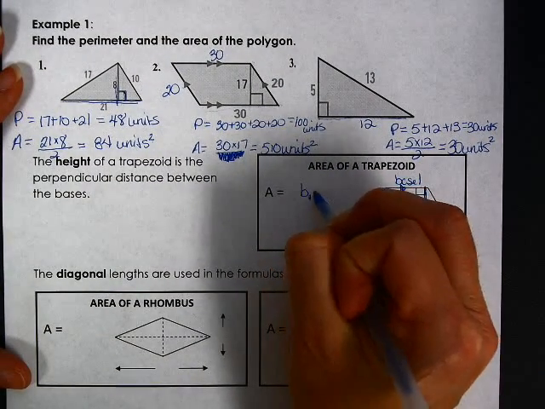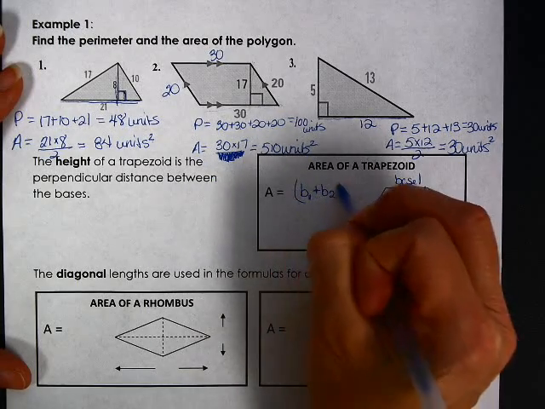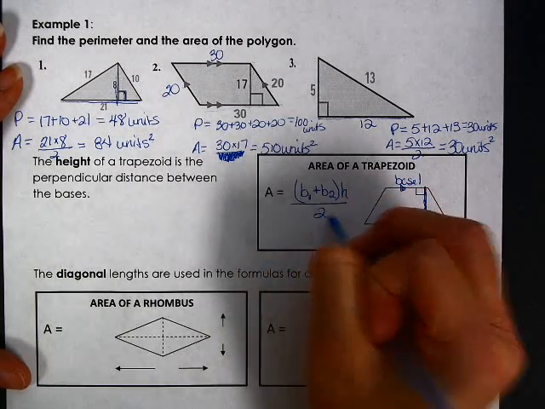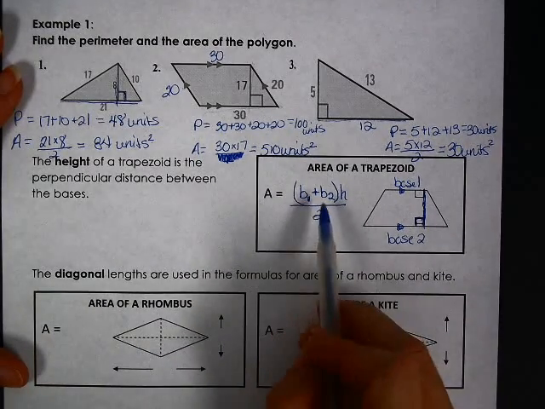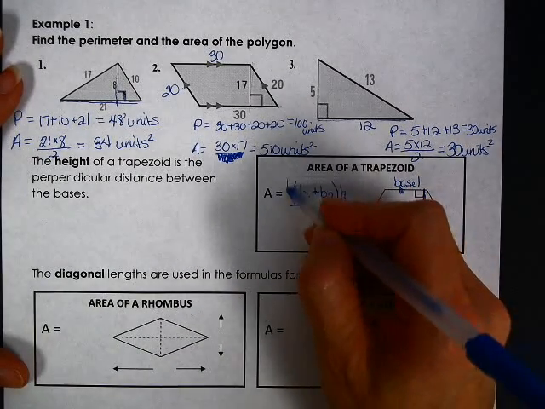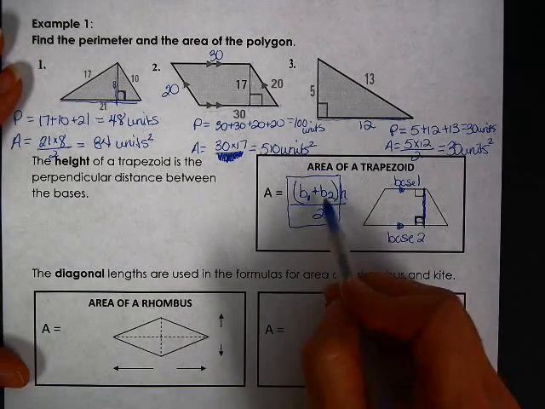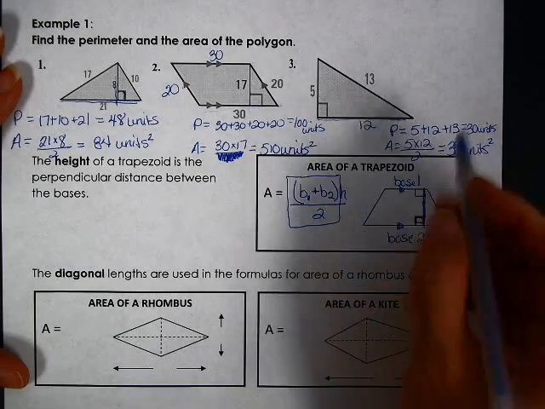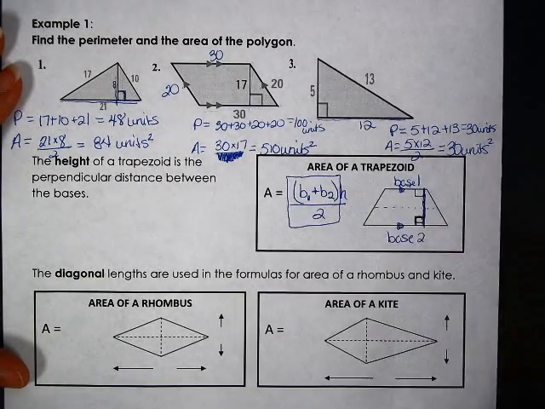Base 1 plus base 2 times the height divided by 2. All right, now what this is right here, this portion, that is the mid-segment formula. You know, when you add the 2 bases together and divide by 2, you get that mid-segment.